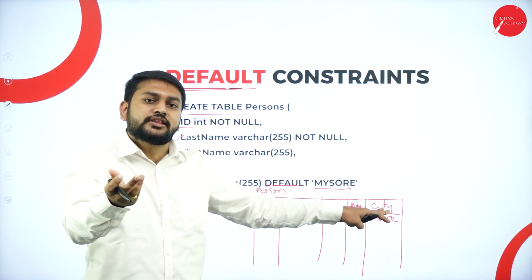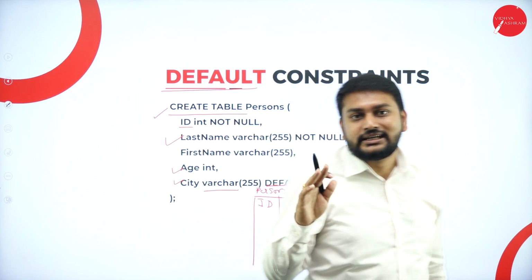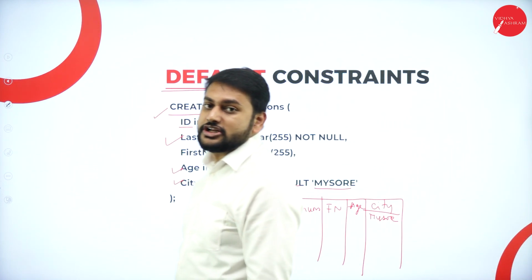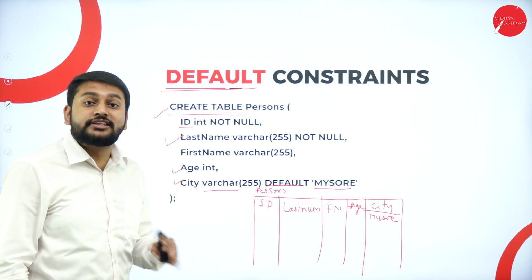Suppose if you want to enter any other value, you can enter. But by default, this value will be there in the city. That's what you need to observe with respect to the default constraint. So this is all about the different constraints that we have.